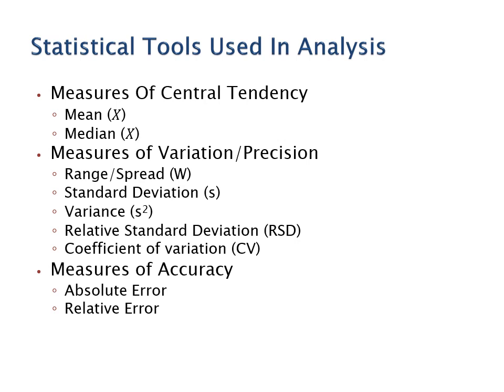Here are the statistical tools that are being used in an analysis. First, we have the analysis that measures the central tendency, which are mean and median, followed by the measure of variation or precision. We have spread or range, standard deviation, variance, relative standard deviation or RSD, and coefficient of variation CV. We also have analysis measures of accuracy, which are absolute and relative error.